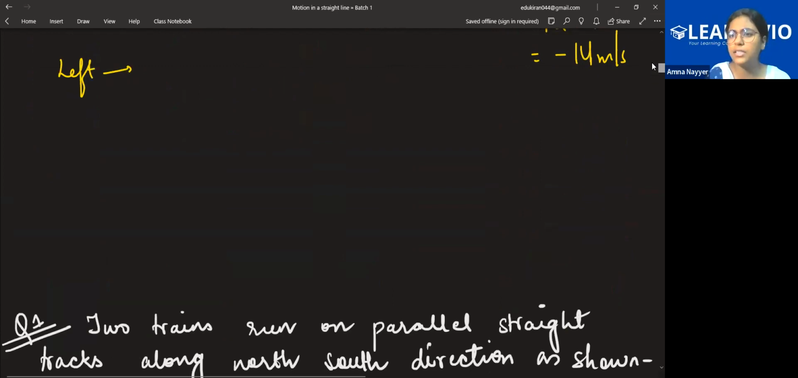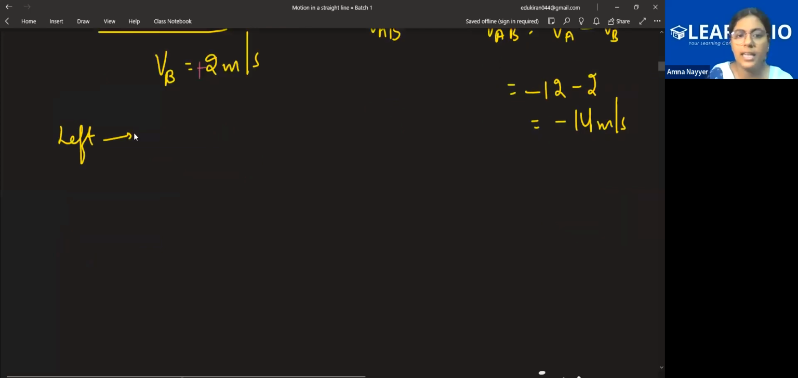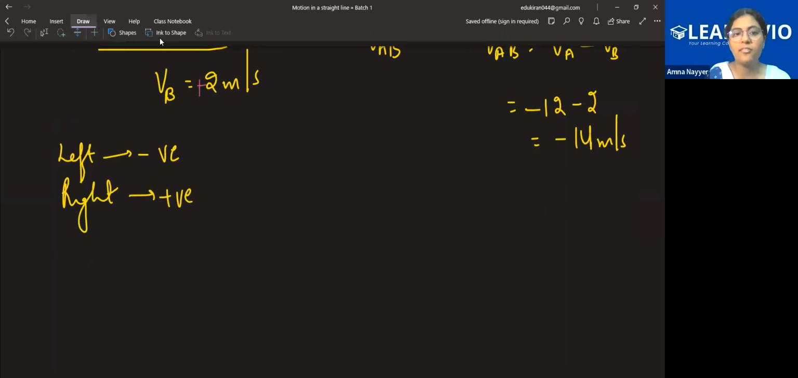I actually taken it as positive. So somebody has taken left as negative, left as negative and right as positive. Now what would have been my answer?